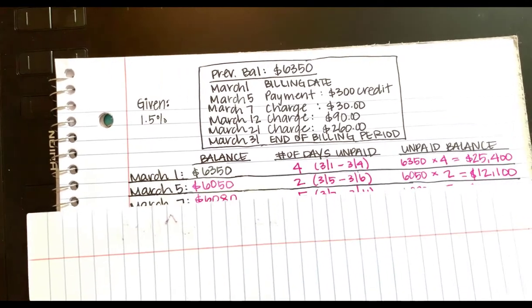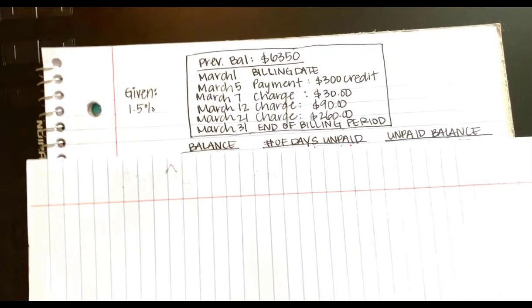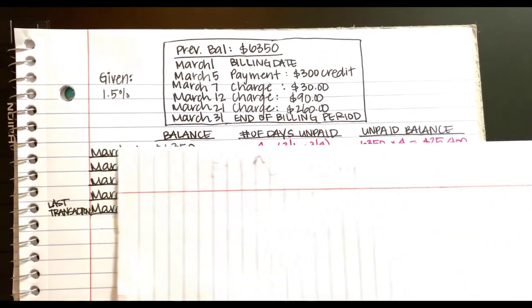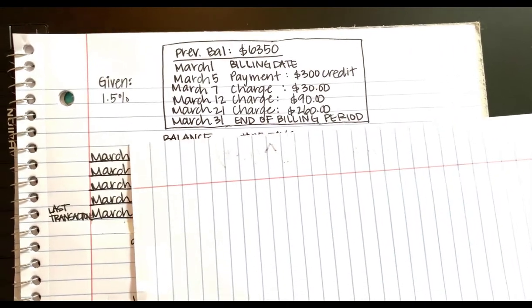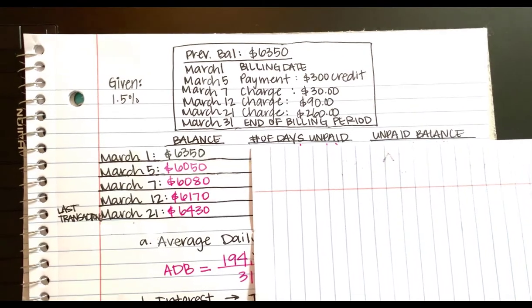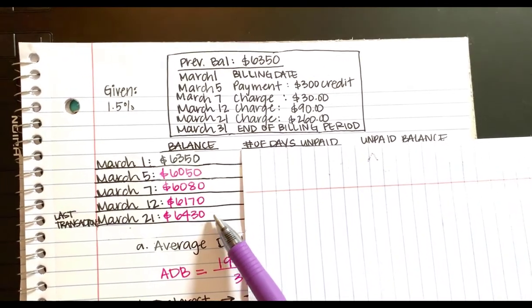Okay. I have made a table. We have on the top row, balance, the number of days unpaid, and then your unpaid balance, and then we have all of our dates. So I'm only going to work one side, and then we'll move to the left. So we're going to do our balances first.